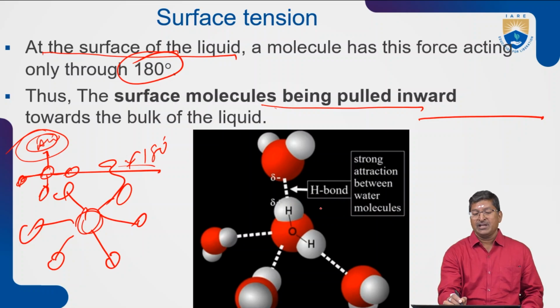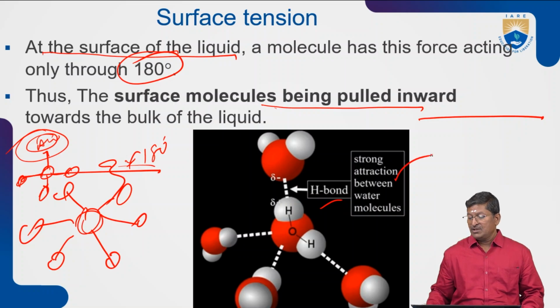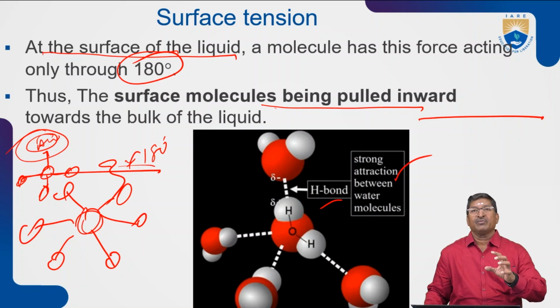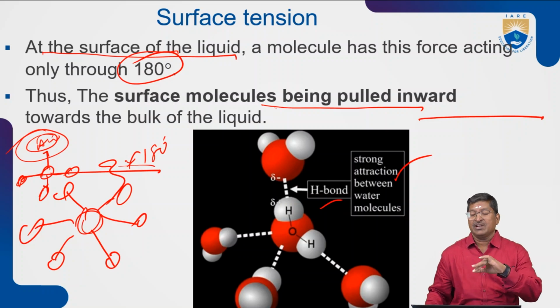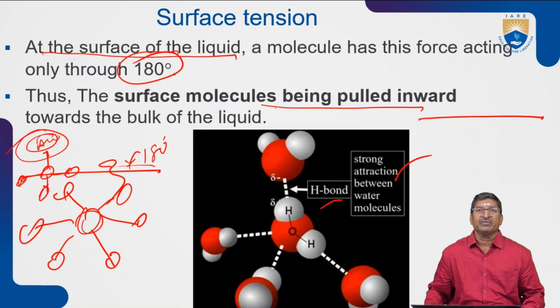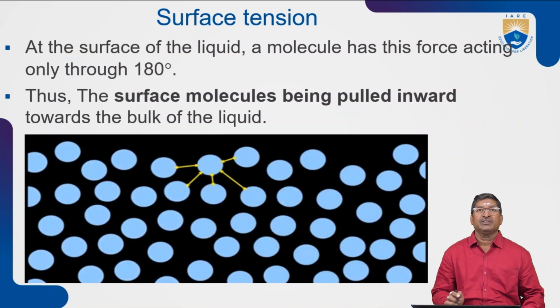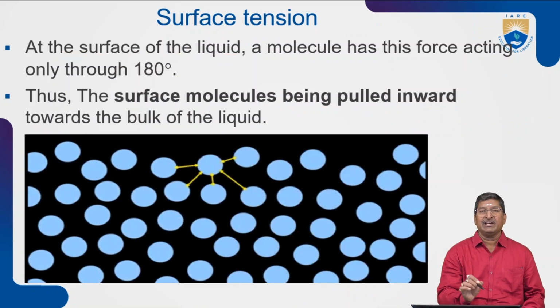So you can see here, the H bond is a strong attraction between water molecules. So that's why the water droplet will be attracted towards the inside, and that's why it will have a spherical outside surface. You can see here, so actually water will be like this.